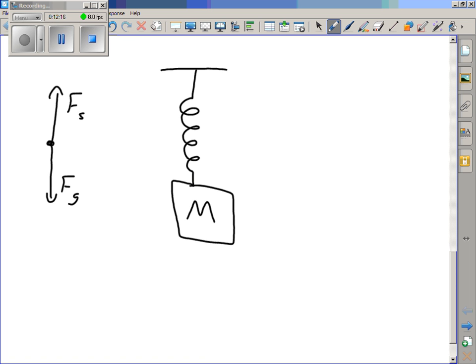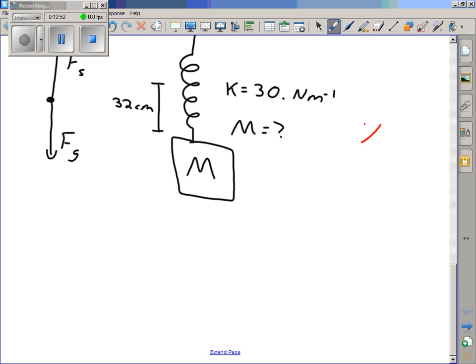Now, if I tell you K equals 30 Newton meters, and I tell you this spring was stretched downwards some displacement, 32 centimeters, and I want you to solve for M. Mass equals what? Okay. This is a problem that we've already done together. Sum of your forces. You only have one axis, the y-axis, right? So the y-axis, sum of the forces equals MA.